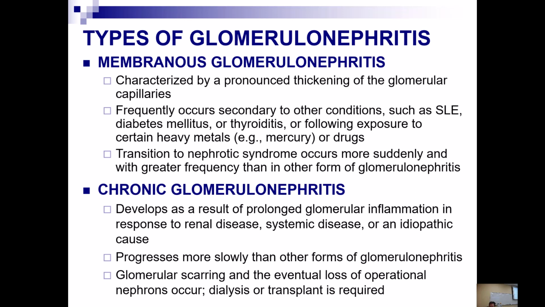Chronic glomerulonephritis develops as a result of prolonged glomerular inflammation. So you can get this because of renal disease or systemic disease or idiopathic cause also. But when you start getting this glomerular inflammation that just hangs out, it keeps going and going and going, you can end up with chronic glomerulonephritis. Oftentimes this progresses pretty slowly. You can actually watch it and follow trends of your lab results over time. But you do end up with glomerular scarring, and eventually you're going to end up losing functionality of the nephrons, and you're going to end up with dialysis or possibly even transplant as the disease progresses.